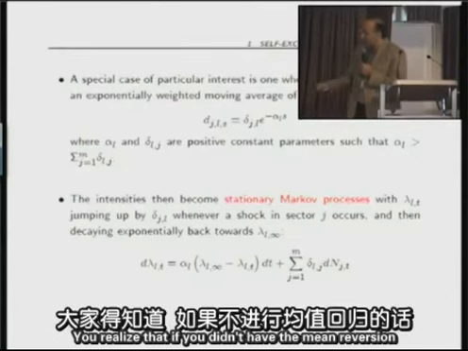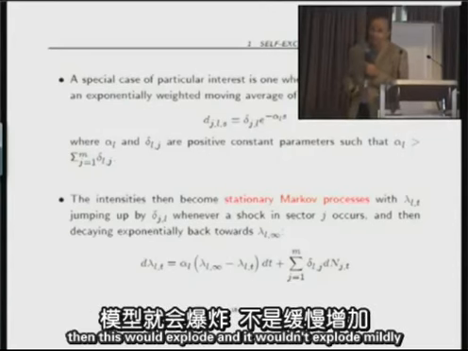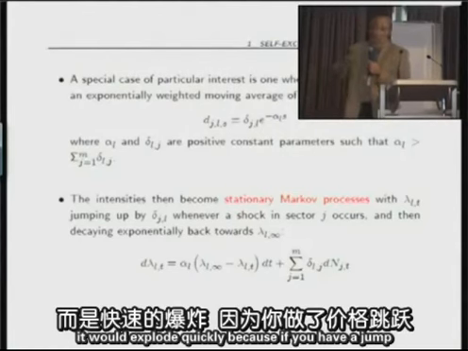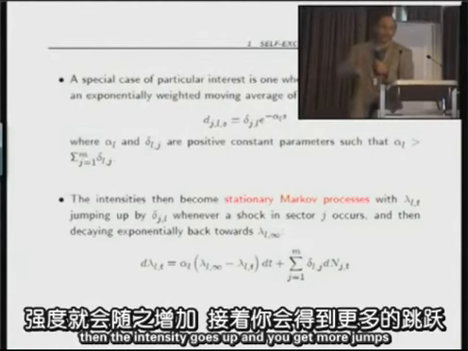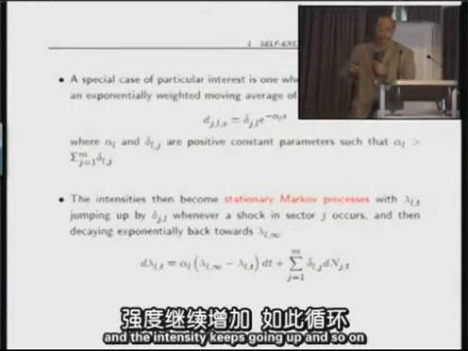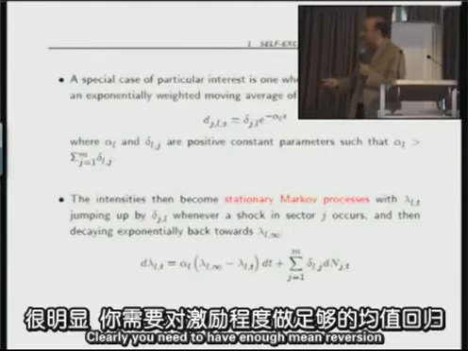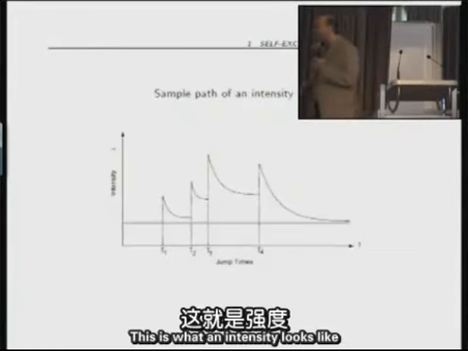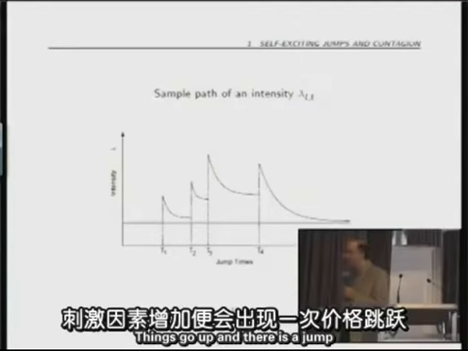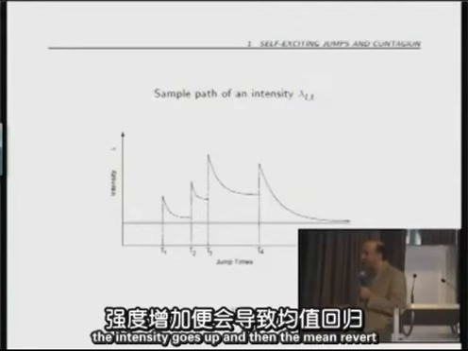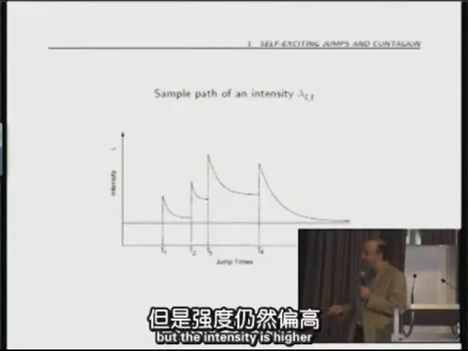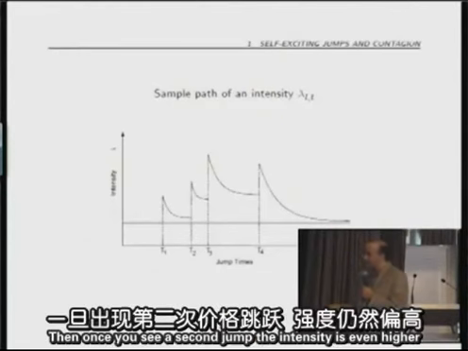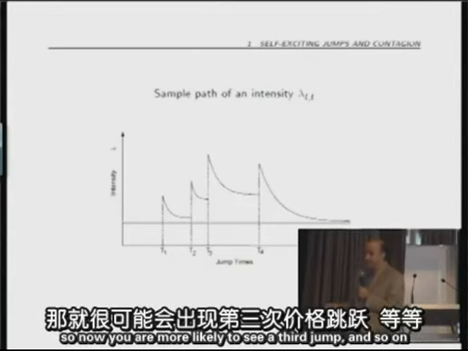You realize that if you didn't have the mean reversion, then this would explode. And it wouldn't explode mildly, it would explode quickly, because if you have a jump, then the intensity goes up, then you get more jumps, and the intensity keeps going up and so on. So clearly, you need to have enough mean reversion relative to the degree of excitation to get stationarity. So this is what an intensity looks like. Things go up, there's a jump, intensity goes up, then they mean revert, but the intensity is still higher, so you're more likely to see a second jump. Then once you've seen a second jump, the intensity is even higher, so now you're more likely to see a third jump, and so on.